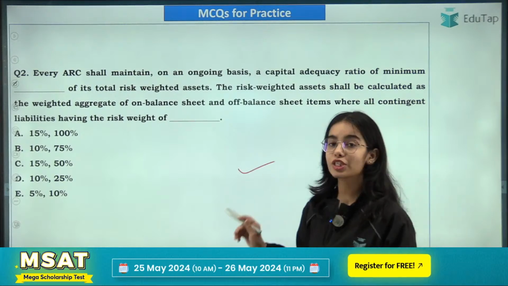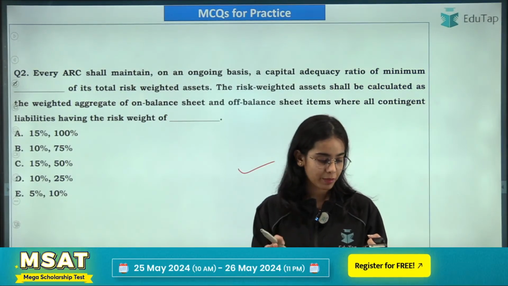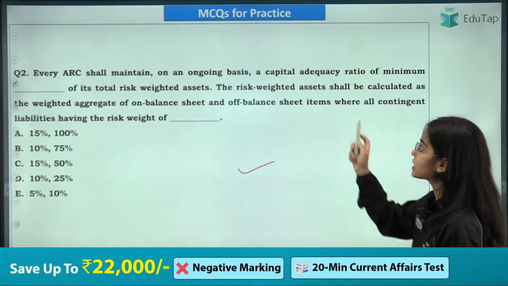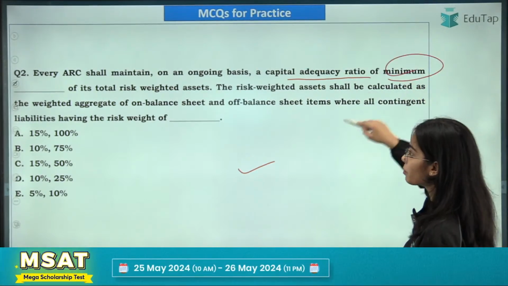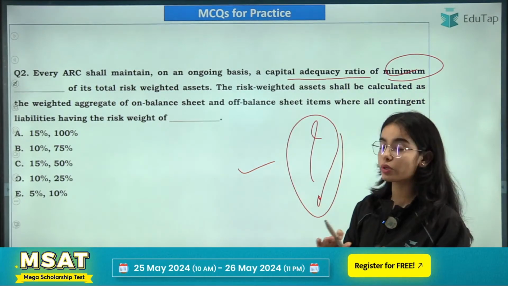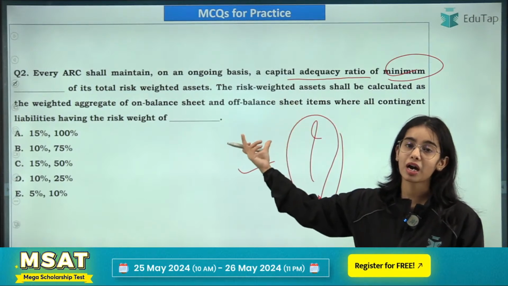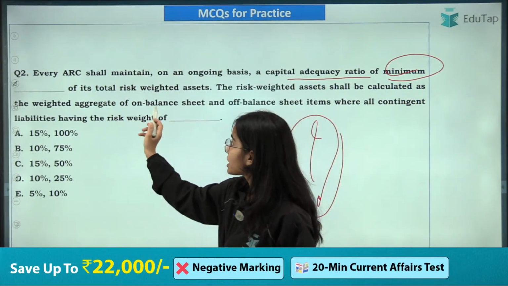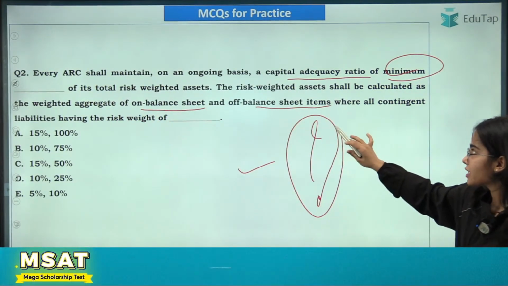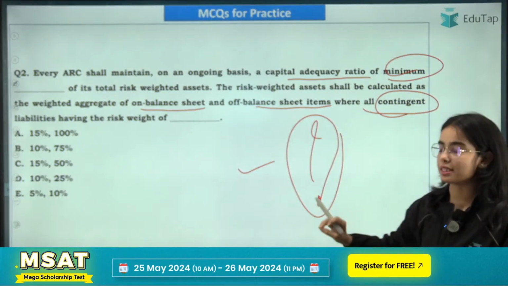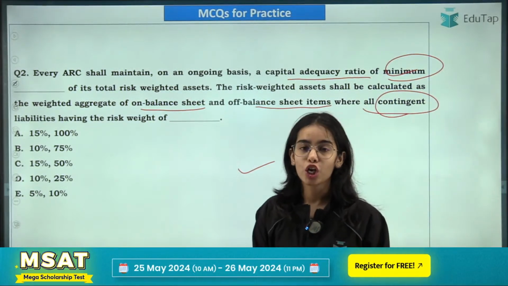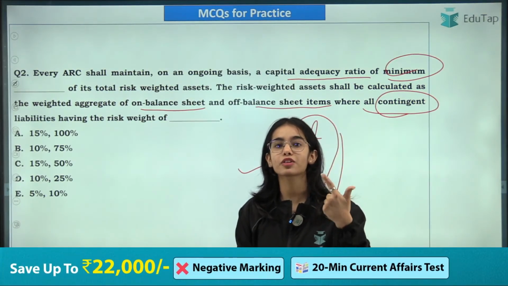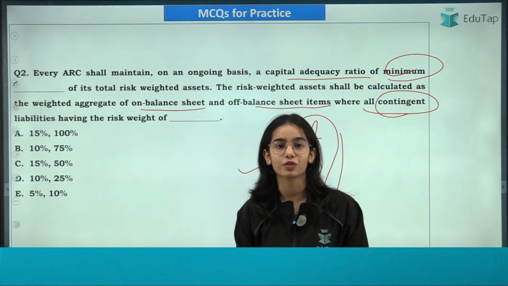Now coming to the second question, which is again from the ARC. I hope you will be able to answer this question very easily. Every ARC shall maintain on an ongoing basis a capital adequacy ratio of minimum what percentage of the total risk weighted assets, and the second part is that the risk weighted assets shall be calculated on the basis of the on balance sheet and off balance sheet items where all contingent liabilities have the risk weight of what percentage. So here 2 important things are there. What is the CRAR and what is the risk weight of contingent liabilities? That you have to tell me, okay.